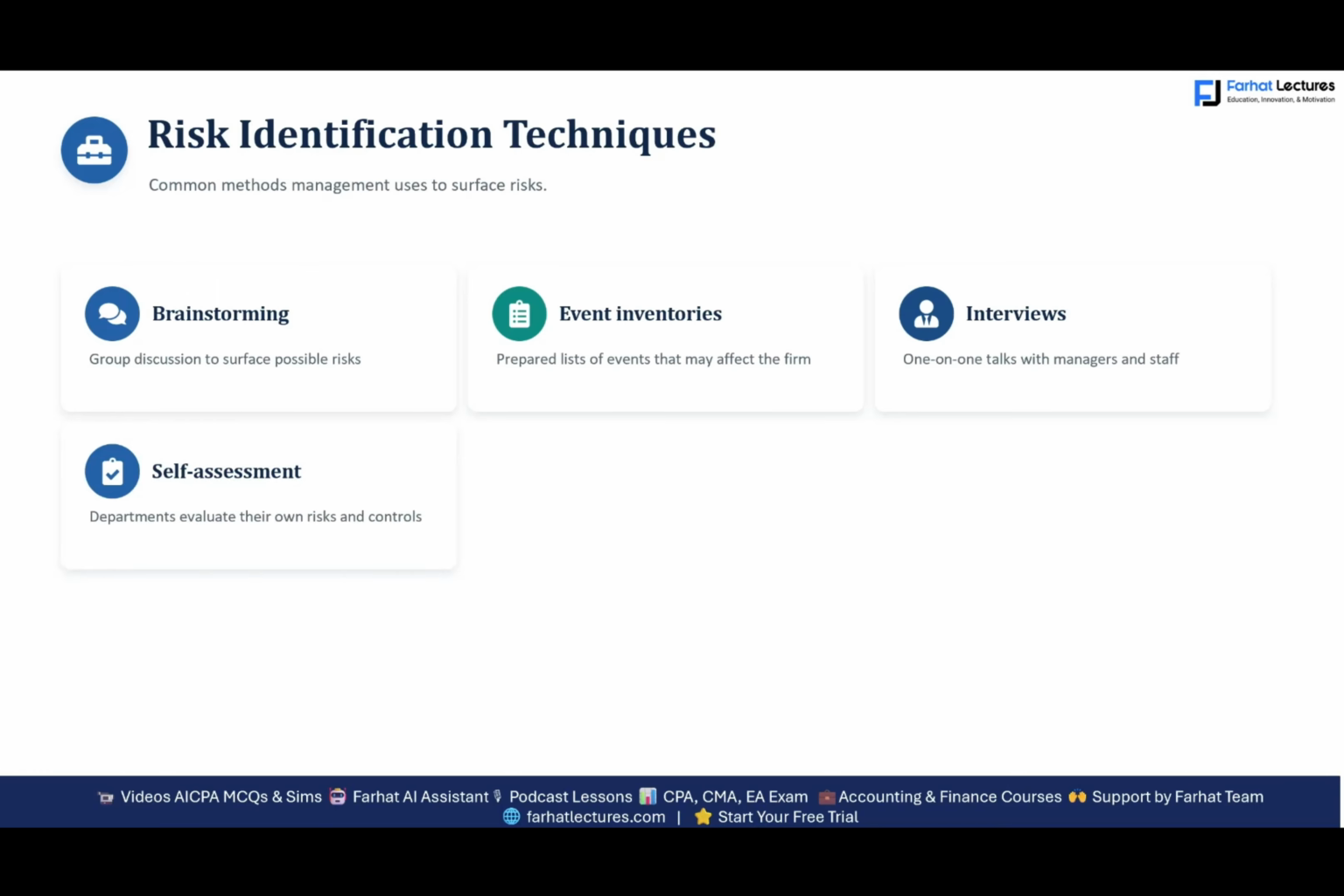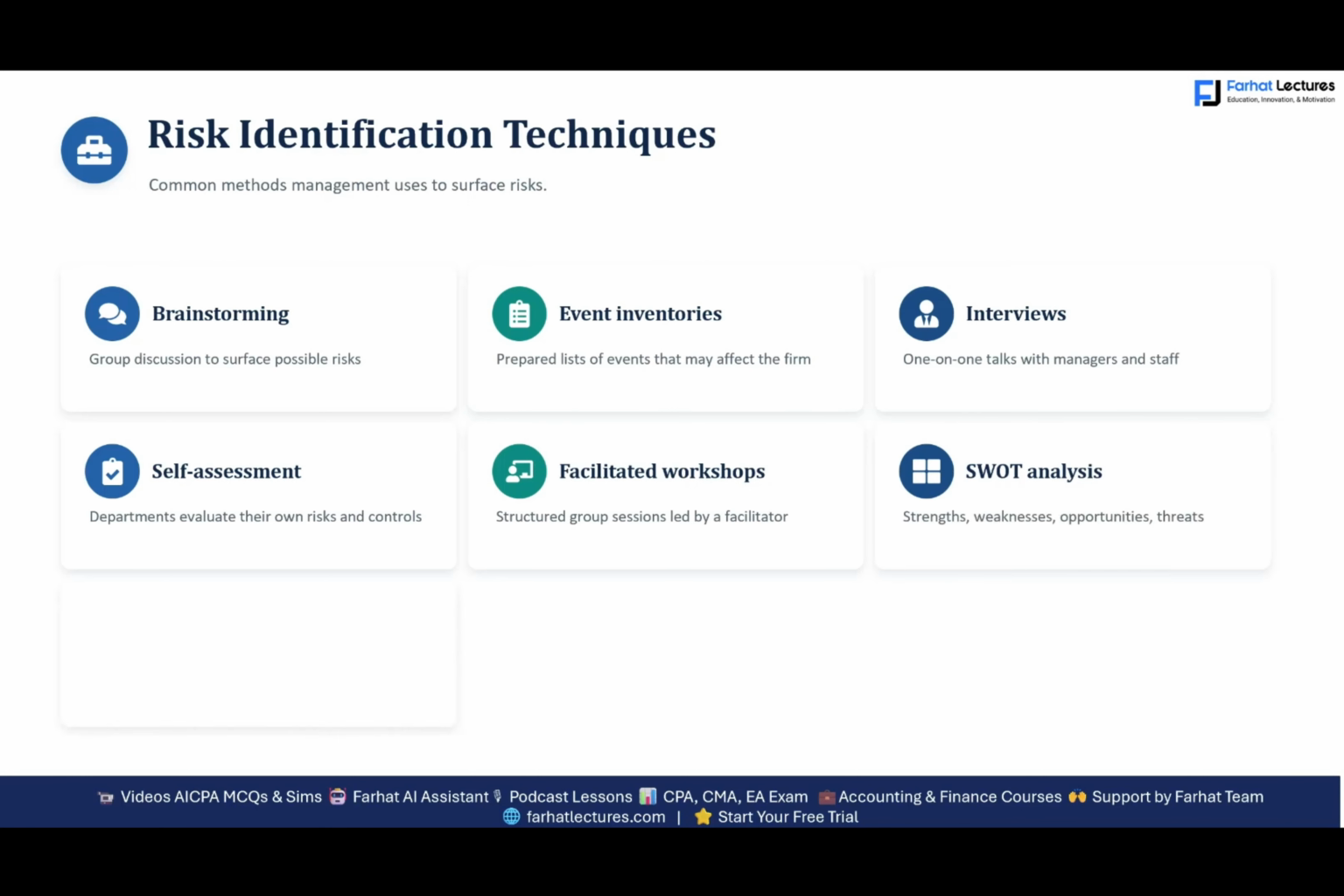Self-assessment. Departments evaluate their own risk and control. Maybe the purchasing department evaluates its own vendor and supply chain risk because they're closer to that line of business. You could do a facilitated workshop, a group session led by a facilitator, to lead a cross-functional team to identify project risks. What else can you do? SWOT analysis: strengths, weaknesses, opportunities, and threats. Identify increasing competition as a major threat. That's a big one. Threats from the outside.